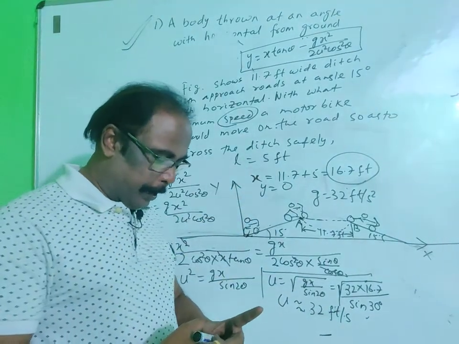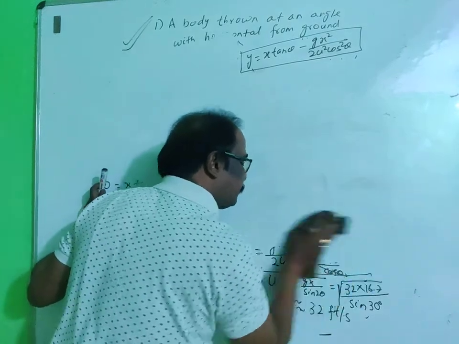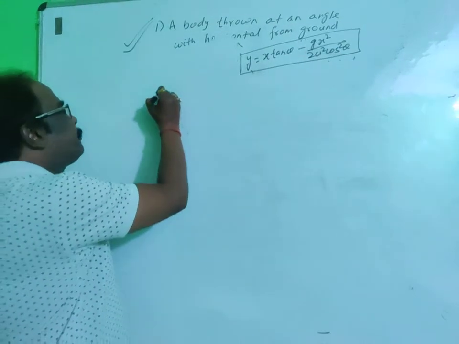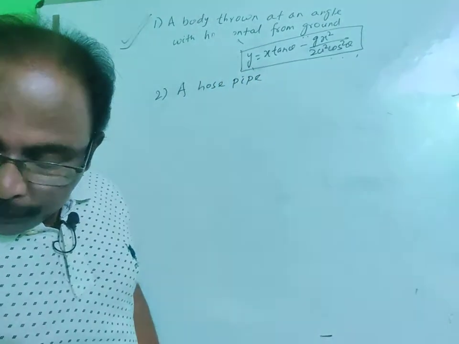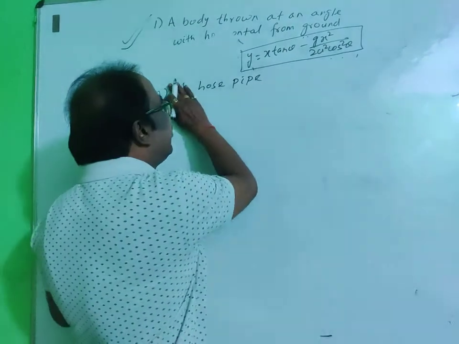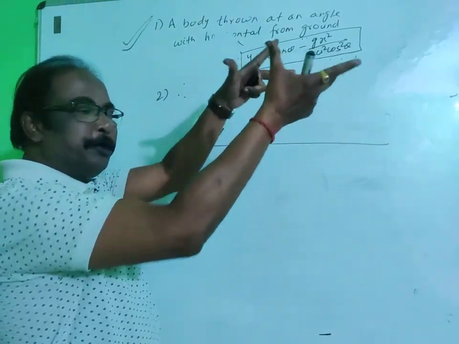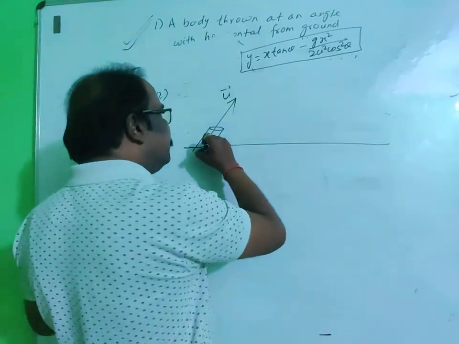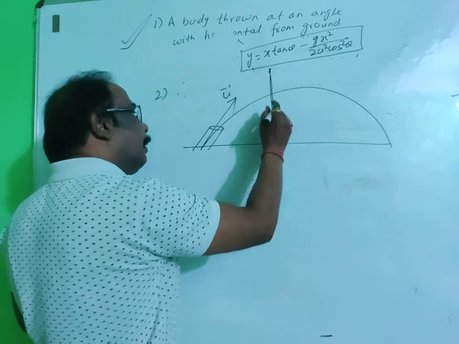Then second question, another question. I think you have enjoyed this one. Question number 2. Okay. Easy question. A hose pipe lying on ground shoots a stream of water at an angle 60 degree with horizontal. I am showing you in diagram. This is ground. This is a hose pipe. Water jets are coming. It ejects water with a velocity. So water moves and strikes on ground. But before that, there is a valve. This is a valve.